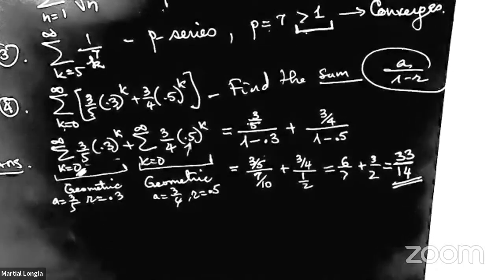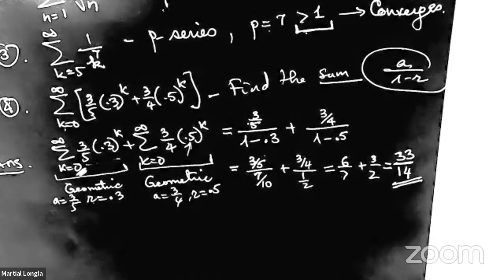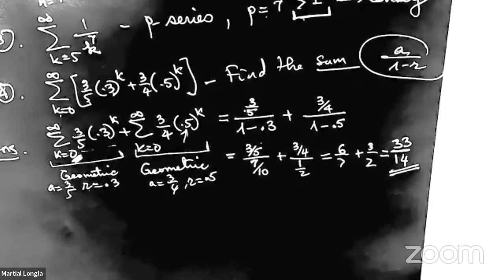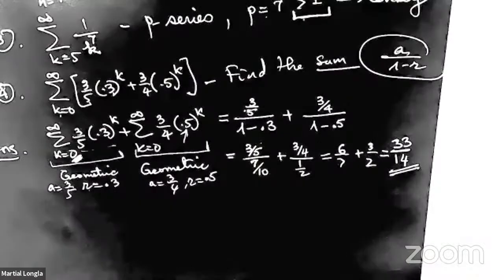And this reviews for you the geometric series and how you add them. Question. Wait, where did you get 33 from again? You're adding 6/7 plus 3/2.